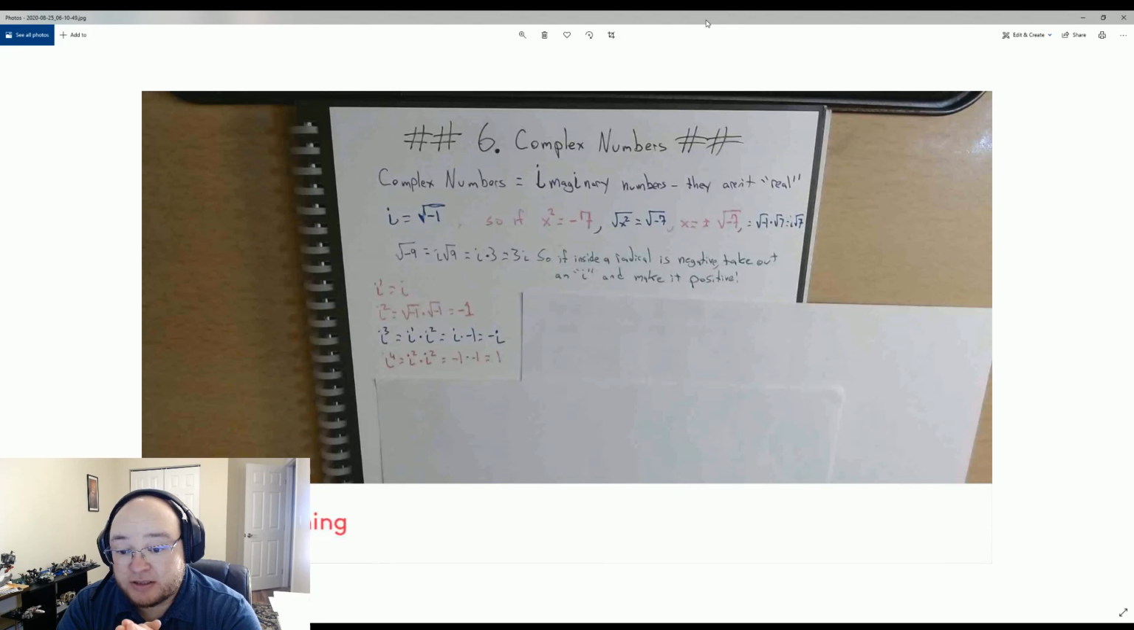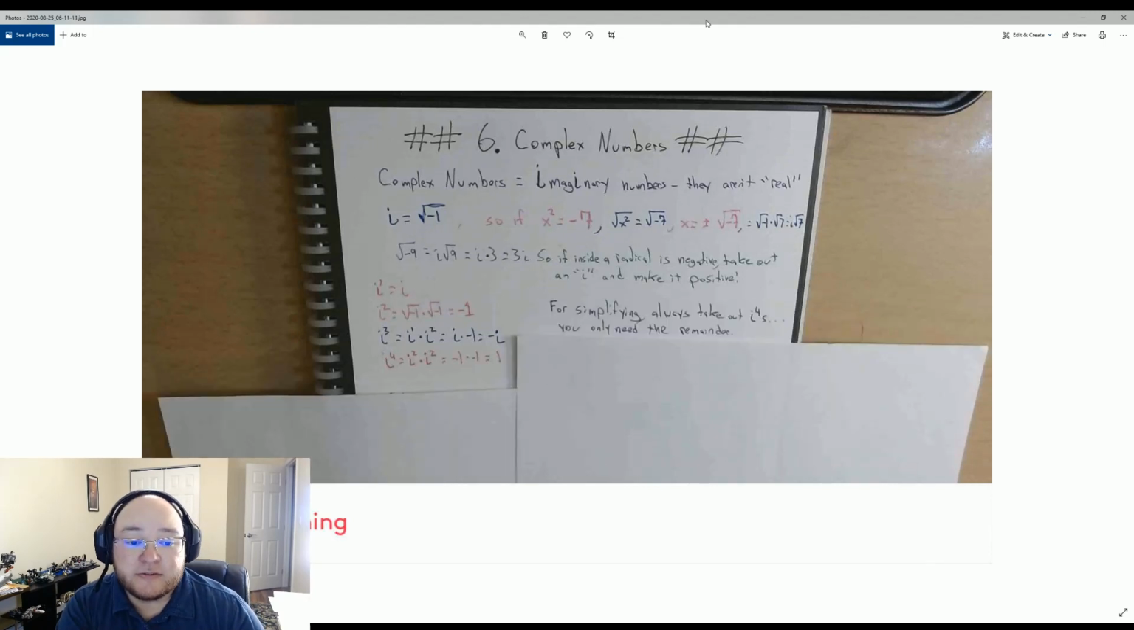i cubed is equal to i to the first power times i squared, and as we've already established, i to the first power is just i, and i squared is -1, so you get i times -1, which equals -i. And i to the fourth power, that's probably the most important out of all of them. You've got i squared times i squared, which is -1 times -1, which equals +1. So i to the fourth power is just +1 every single time. For simplifying, always take out i to the fourth powers because those are ones, and ones don't really affect anything. So you only really need the remainder.